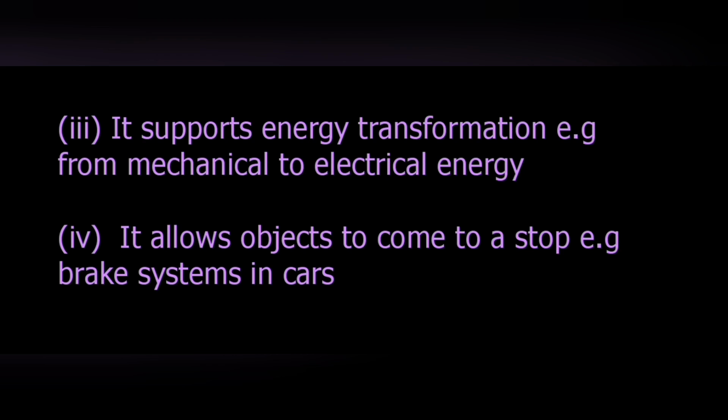Friction also supports or aids energy transformation. For example, it is possible for us to transform a particular form of energy to another form of energy. For example, mechanical energy can be transformed to electrical energy. Another advantage of friction is that it allows objects to come to a stop. For example, in a moving car, the brakes can be easily applied to make the car stop its motion.